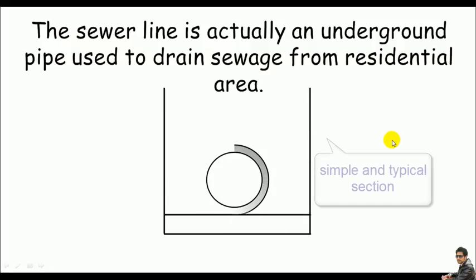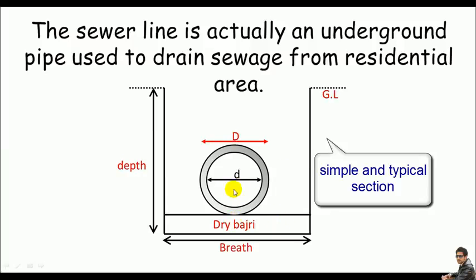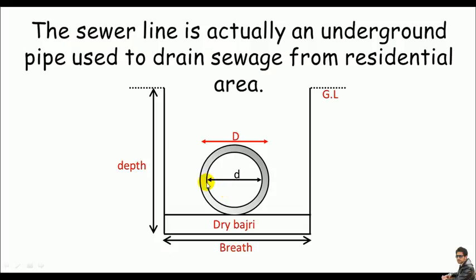Say this is a sewer line with pipe and some kind of dry brickwork at the base. Here the concrete may be used like a lean concrete, and these are the ground levels, the diameter, the depth of the trench, and the breadth of the trench. This is a typical section of a sewer line, and we'll do estimation for the same section.